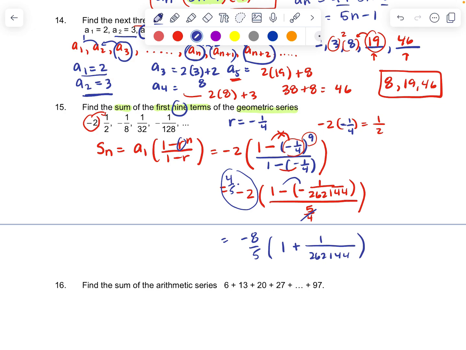And you guys, look, I don't think the calculator is going to be able to handle this, but let's try it. So I have -8 divided by 5, and then parentheses 1 plus 1 over 262144. Okay, really gross decimal. Let's see if it can turn it into a fraction for me. No, it won't. So you guys, I'm just going to go approximately -1.6. Okay, so I just plugged into my calculator. It just didn't come out pretty, so you can go ahead and leave it. Okay. All right, almost done.